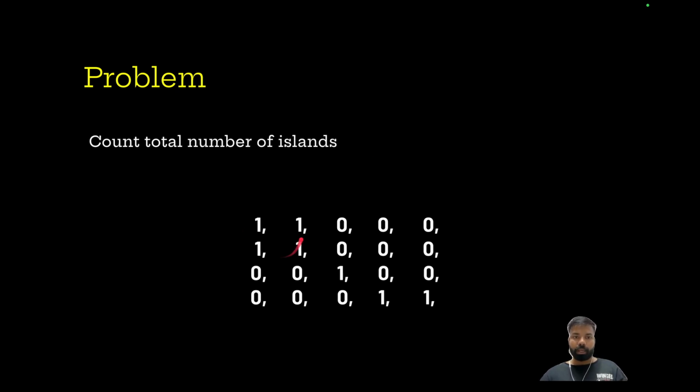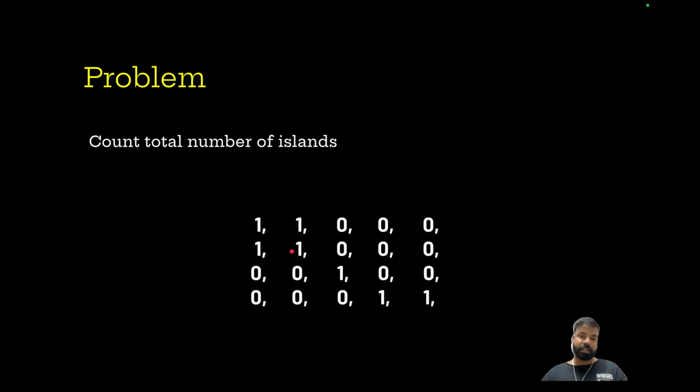Okay, so if we compare this grid with a graph, then all the ones can be treated as nodes, and these nodes are connected if they are directly placed next to one another, either on the left, the bottom, the right, or the top. Okay, so if two nodes are diagonal to each other, then they are not considered as directly connected. They are only considered as connected if they are either horizontally or vertically next to each other. So we have to find the total number of islands.